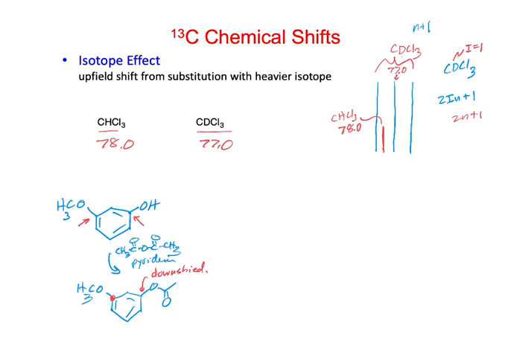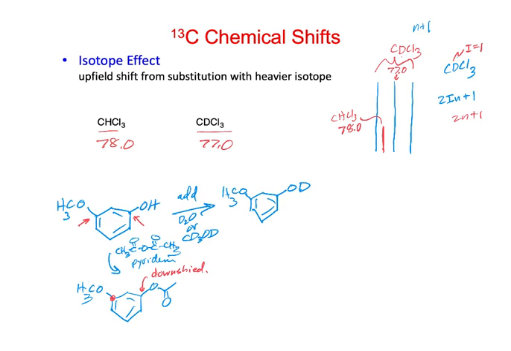But another, less invasive way to do this is that you can run 2 different C13 spectra. One, you would just run a normal one, and then you could add a small amount of something like D2O or deuterated methanol. And what happens is that the alcohol will exchange, the proton will exchange for deuterium.